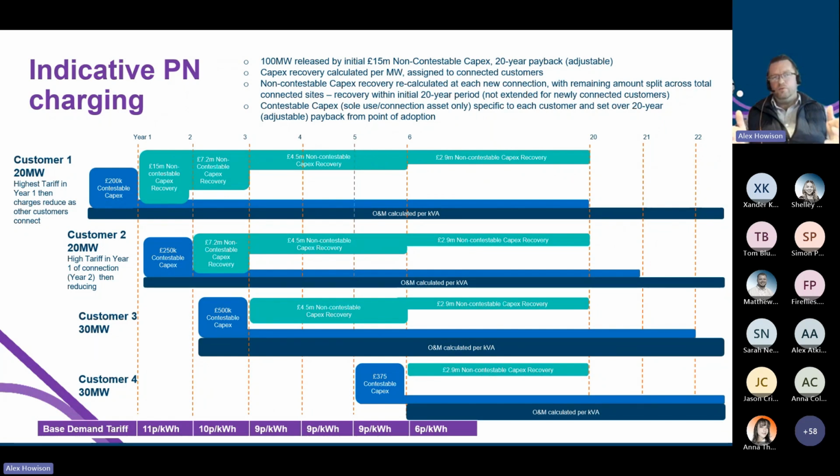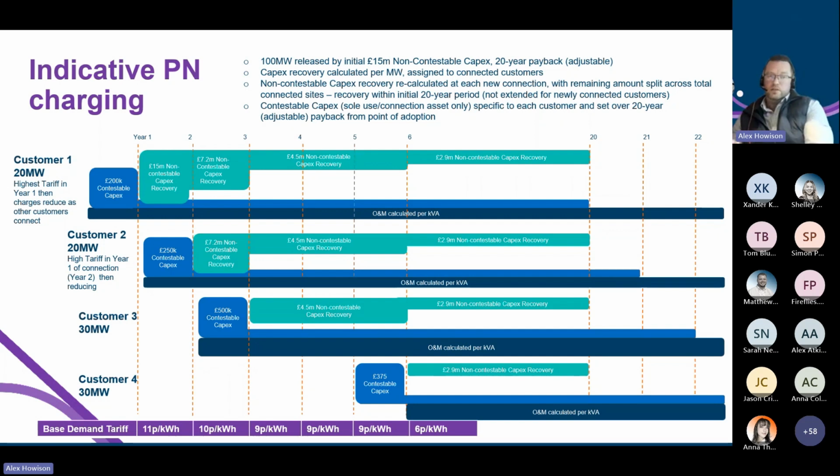Now, in this scenario, the first customer to connect, for at least the first year, is picking up quite a meaty charge, because they're on the hook for both their connection specific and the socialized network element. If you look at the bottom of the slide, they've got quite a high rate, and these are indicative only. This was thrown together on a train on Friday evening. They've got the highest unit price when it comes to the network charge element.